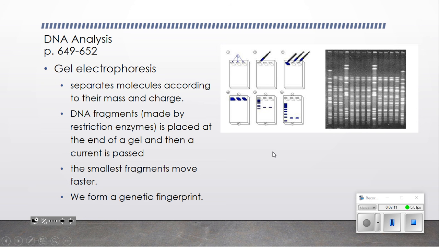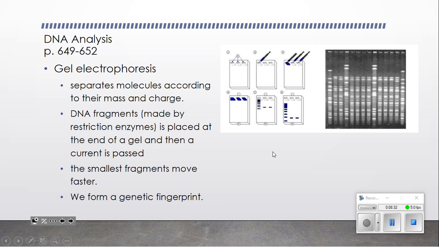So let's say you're a crime scene investigator. You could collect a sample of DNA, use some restriction enzymes to snip it up into little pieces, and then we could put it in one of the wells of our gel electrophoresis because we're going to try to figure out who the criminal is.